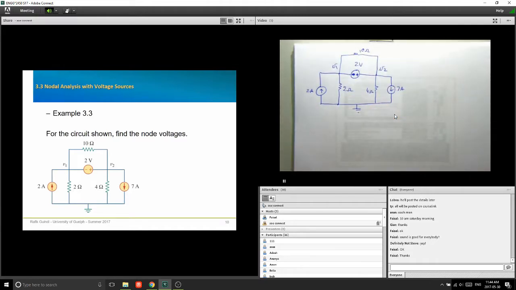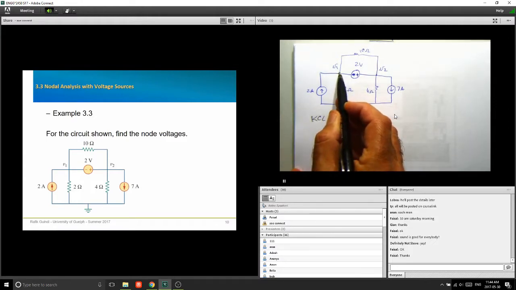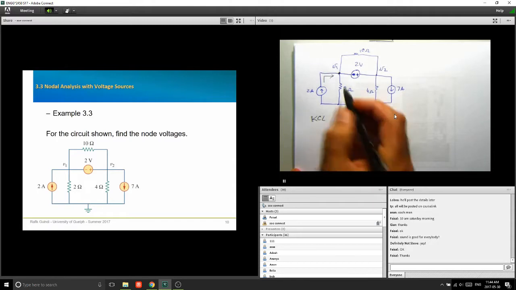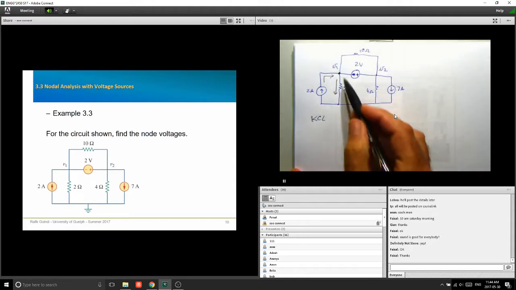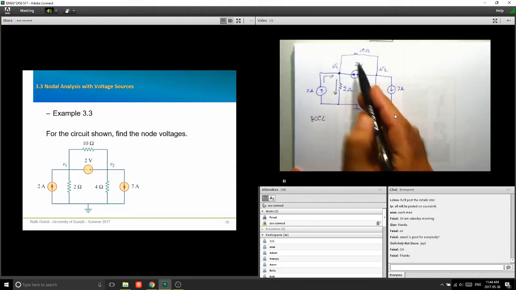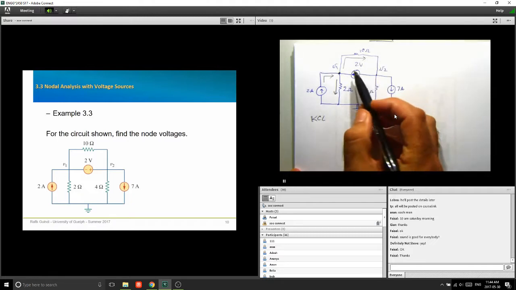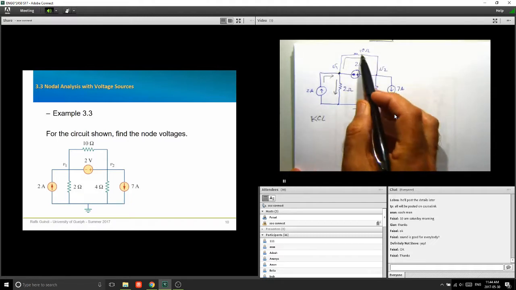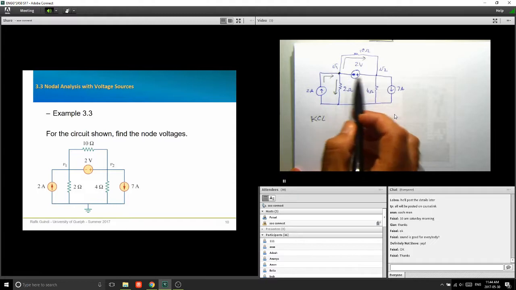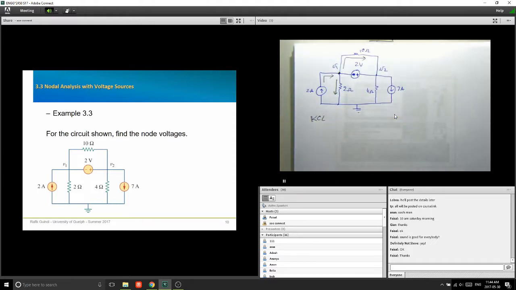Okay, nodal analysis. This is a reference. These two are labeled V1 and V2. These are your two unknowns. First equation, can you write KCL here? You have this current, that's 2 amps flowing in. You can write a current here, V1 minus 0 over 2. You can write a current there, which is V1 minus V2 over 10. But then you're stuck with this one. So you're going to have to use a supernode.